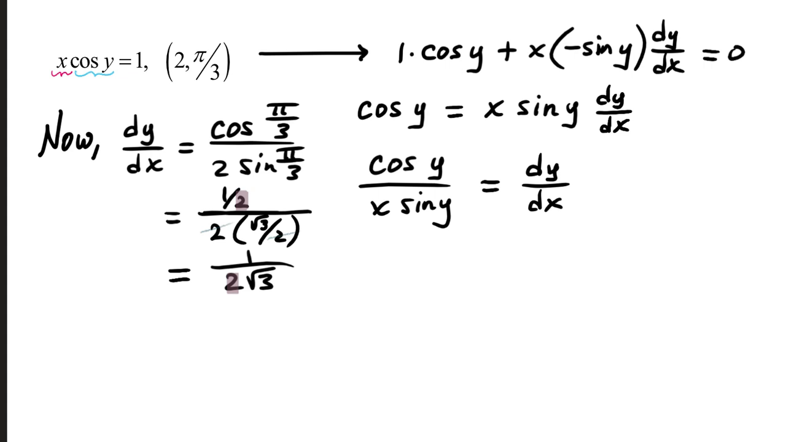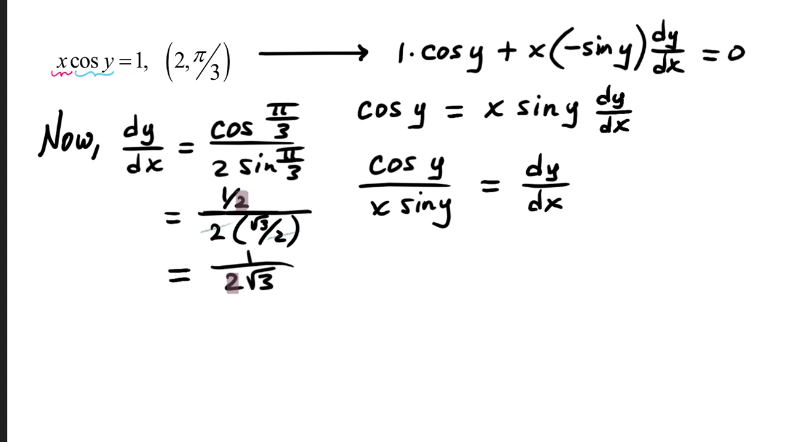We're going to find the slope of the graph of x times cosine y equals 1 at the point (2, pi over 3). So we have a product of x and cosine y. I'm going to call that red and blue. The derivative of the red, that's 1, times the blue, plus the red times the derivative of the blue. The derivative of cosine y is negative sine y dy dx. The derivative of 1 is 0.